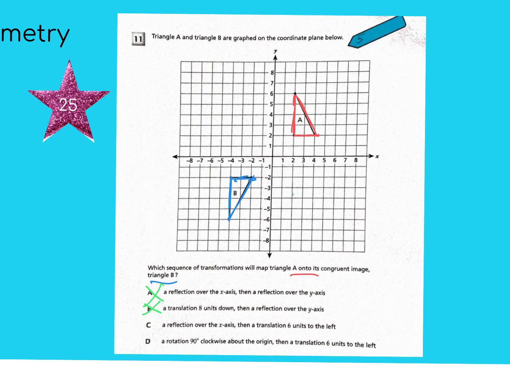A reflection over the x-axis and then a translation. Okay, so that is going to flip us upside down. So I'll go and land right here and here and here. And I want to translate, which means slide 6 units to the left. So 1, 2, 3, 4, 5, 6. Ooh, that looks promising. 1, 2, 3, 4, 5, 6.